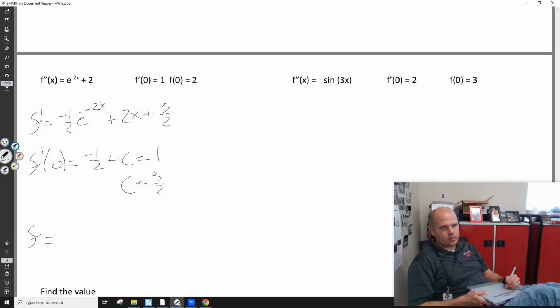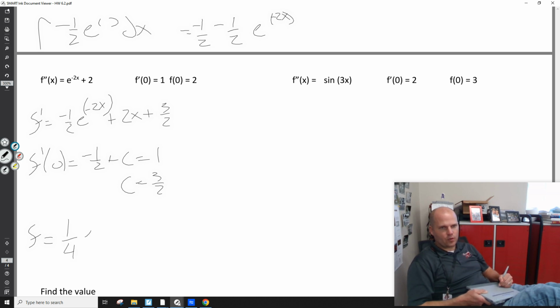All right. We're taking the antiderivative of negative 1 half e to the parentheses. The antiderivative is negative 1 half e to the parentheses. Undo the derivative of the inside. That becomes a positive 1/4 e to the negative 2x. Antiderivative of 2x is x squared. Antiderivative of 3 halves is 3 halves x plus c.